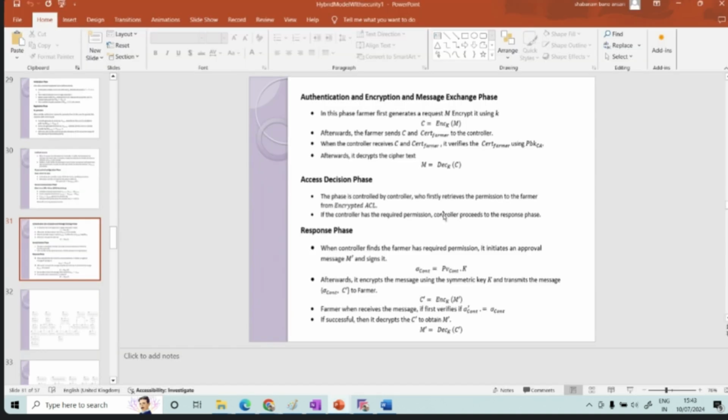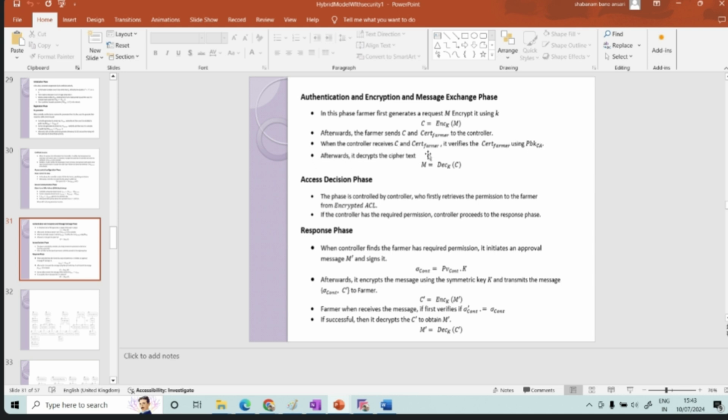So, the authentication, encryption and message exchange phase. Here you can see three things happen: authentication, encryption and message exchange. So integrity, authenticity and confidentiality are achieved. In this phase, the farmer first generates a message, encrypted using K. Afterward, the farmer sends the ciphertext and its certificate to the controller.